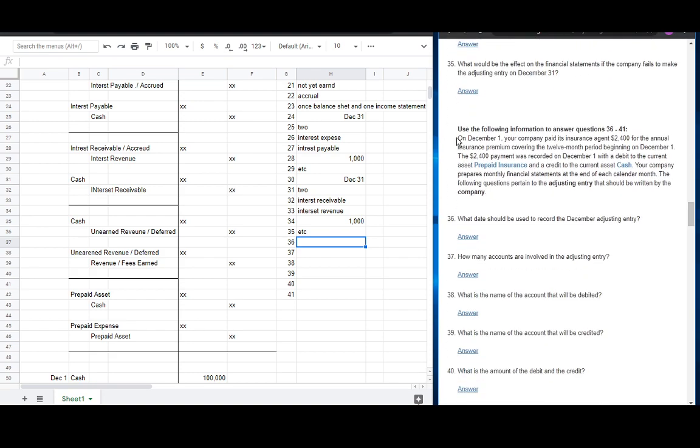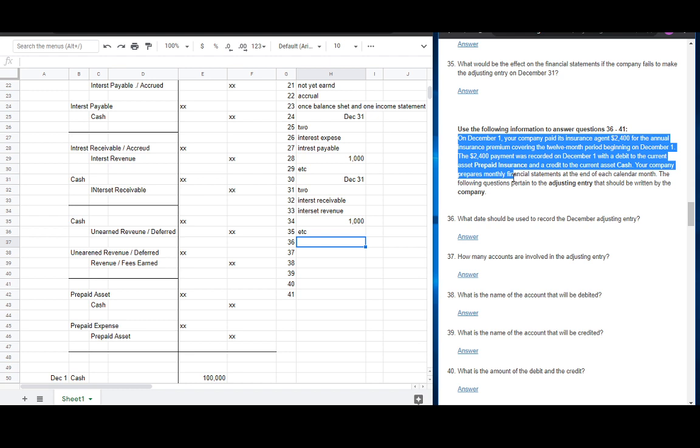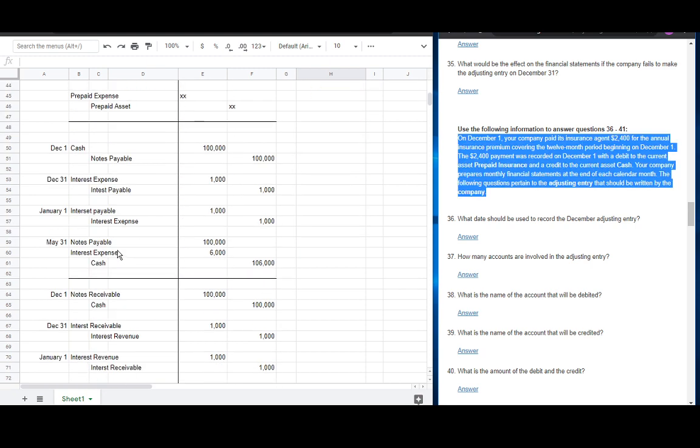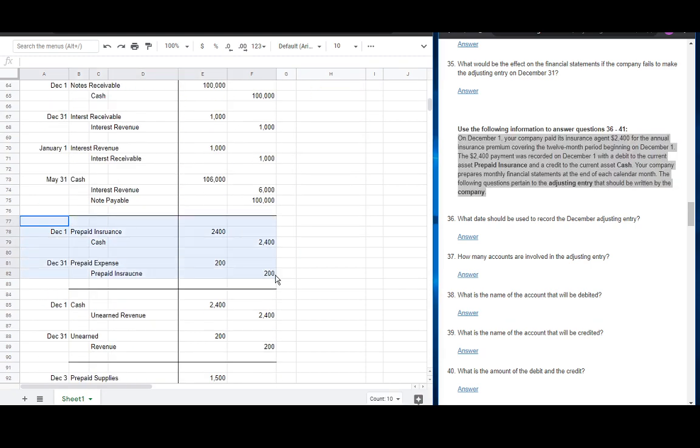So let's answer. On December 1, your company paid its insurance agent 2.4 for the annual insurance premium covering 12 months. So this problem involves a prepaid adjusting entry, where we paid the insurance agent 2.4, so cash is going out of 2.4 and an asset, prepaid insurance, is going into the business of 2.4. And on December 31, we recognize the decrease of prepaid insurance. So we cancel out 200 and we recognize an expense of 200.